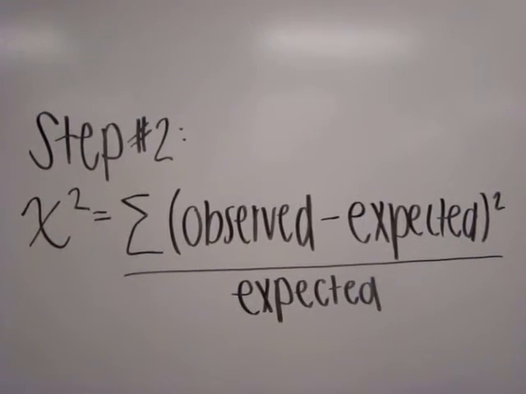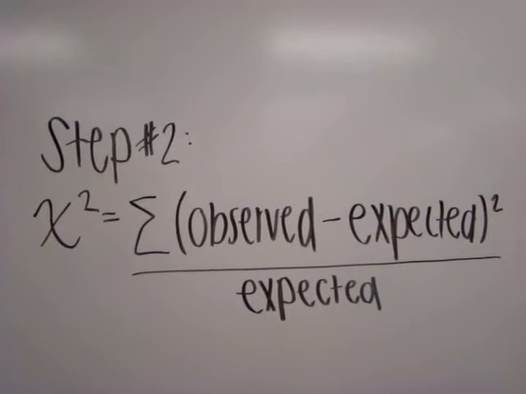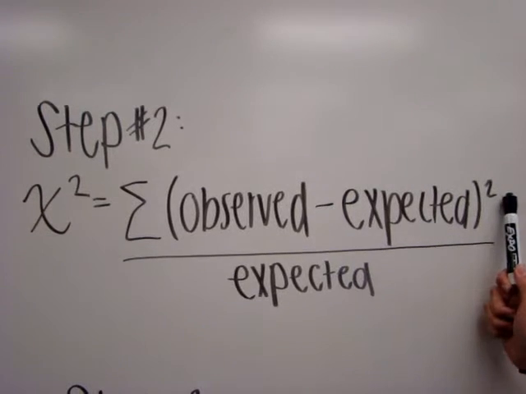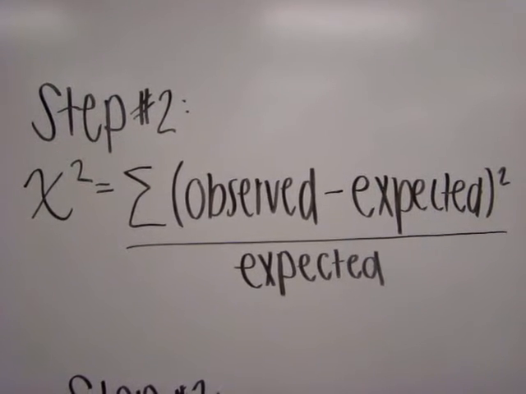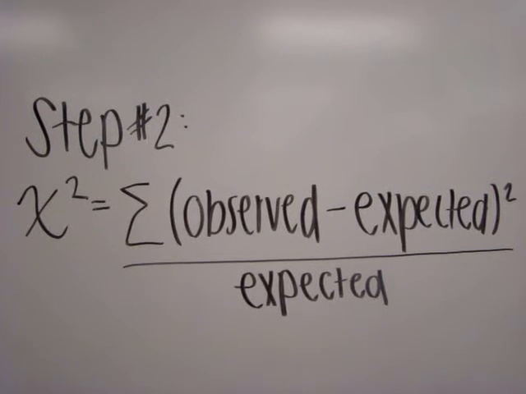Step 2 is to calculate the chi-square statistic. You do this by following the formula. Observed minus expected squared over the expected. You must do this for all of your values. You then add all of these together to find your chi-square statistic.